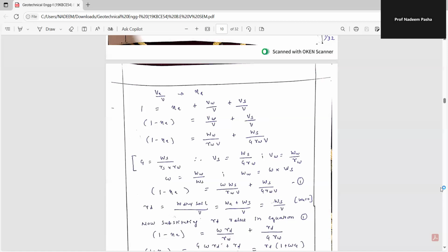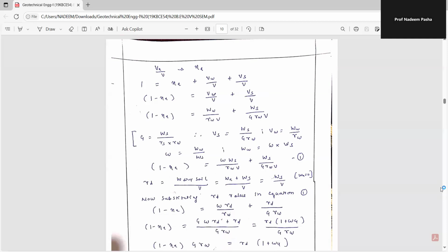So your gamma d is equal to weight of dry soil by volume, equal to Wa plus Ws divided by V. We are assuming Wa equal to 0, so it becomes gamma d is equal to Ws by V. Now substituting the gamma d value in equation 1, what will become? 1 minus eta equal to W into gamma d by gamma W plus gamma d by G gamma W.